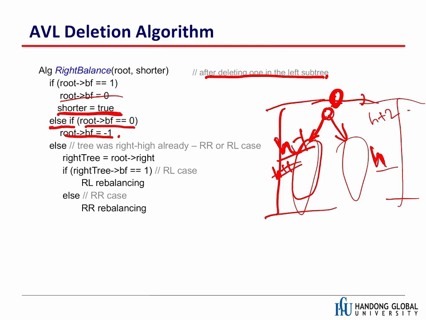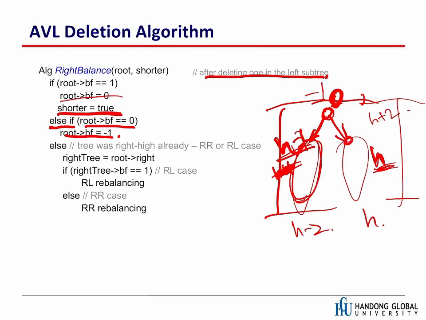And else means originally BF was minus 1. BF was minus 1 means originally it was h minus 1 and h. And now we delete one node from the left subtree and it becomes h minus 2 and h. Then there is a problem, right? So we check the right subtree's BF.